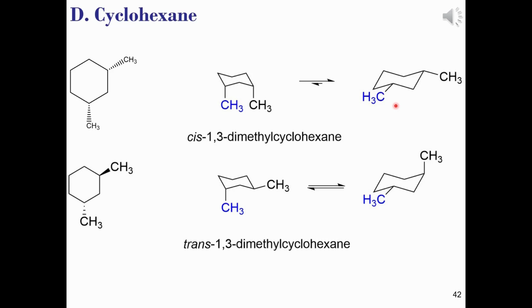The other 1,3 dimethyl cyclohexane isomer is the trans isomer, and this time round, again, like the 1-2 example, if one is in an axial position and the other is in an equatorial position, then a ring flip is going to just have the same thing, one in an axial, one in an equatorial. Therefore this will have an equal distribution of these two conformers. This concludes part D.